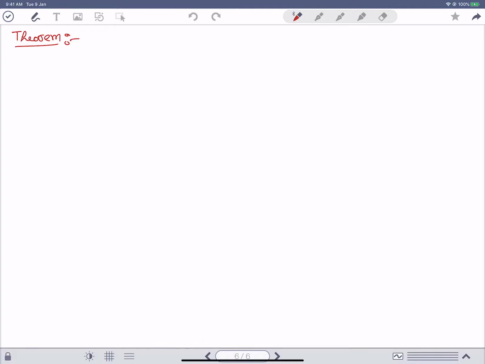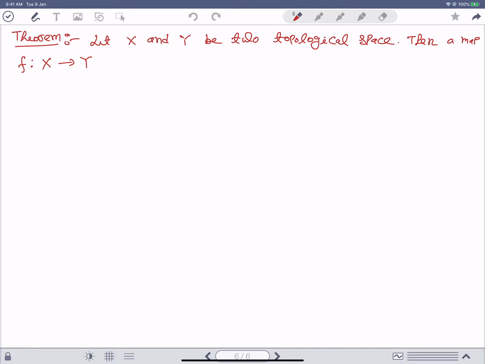Now we prove one interesting result. It says, let X and Y be two topological spaces, then a map, that means a continuous function f from the topological space X to Y, induces a homomorphism, say f star, from the group H_n(X) to H_n(Y), and this is true for all n.